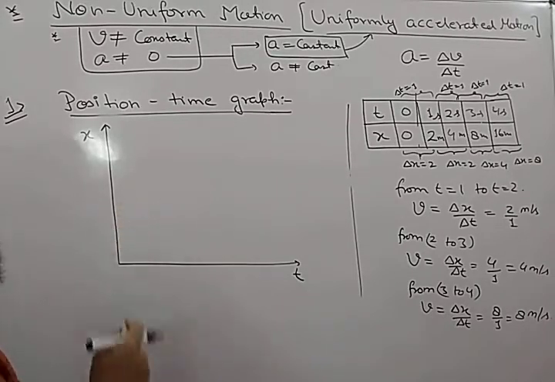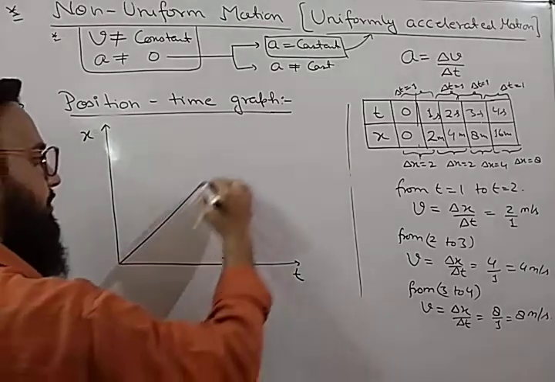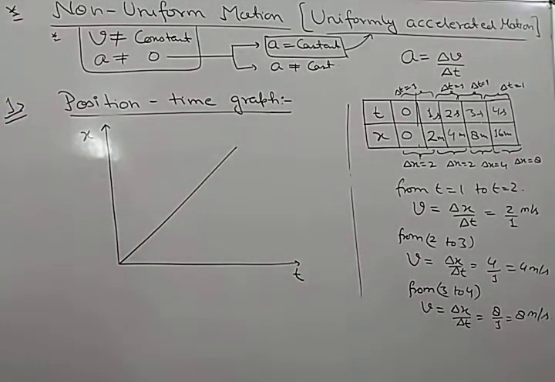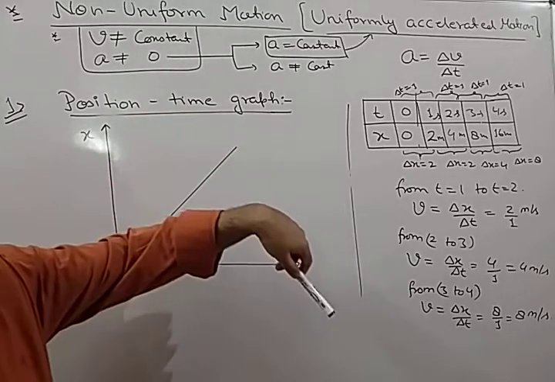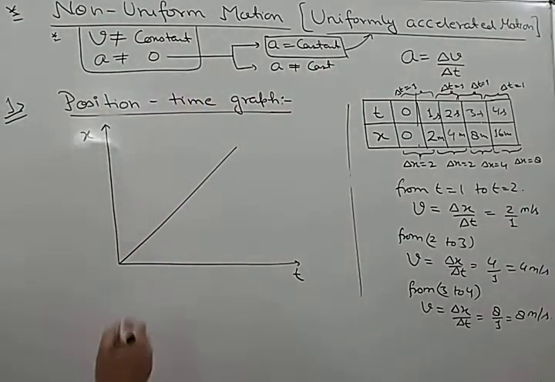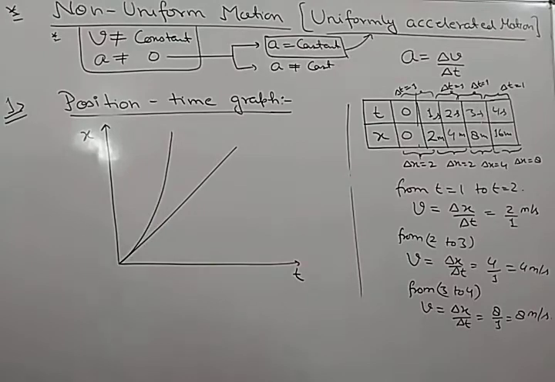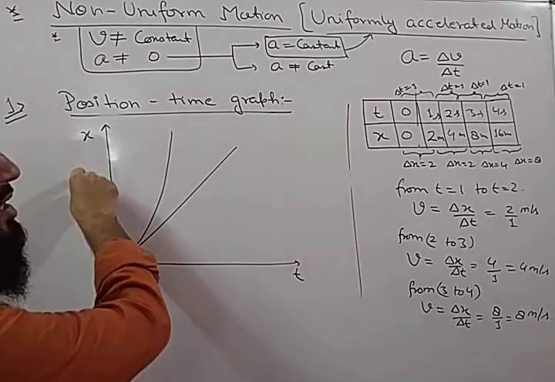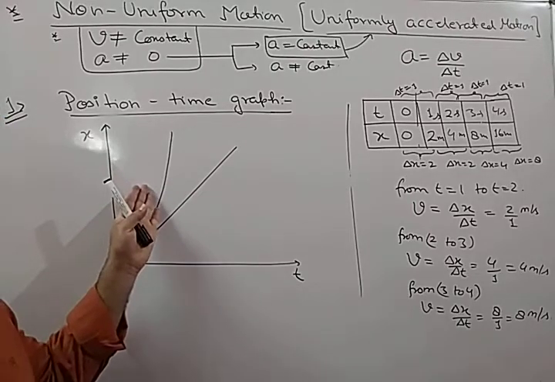If you remember, the position time graph of uniform motion was a straight line passing through the origin. Now when we draw the graph of constant acceleration, that means increasing velocity, the graph looks like this. It moves up. What does it mean? It means the body is covering more distance in less interval of time. That's why it is accelerating.